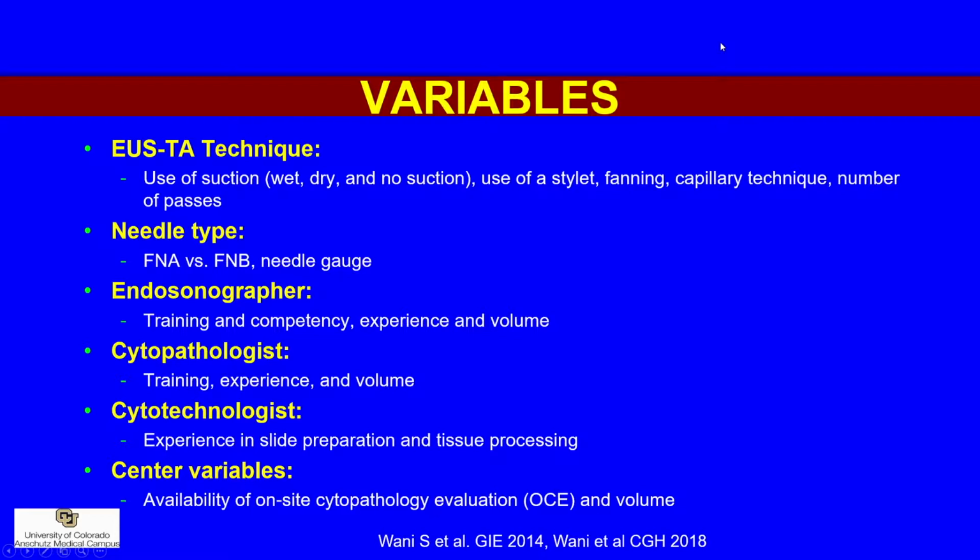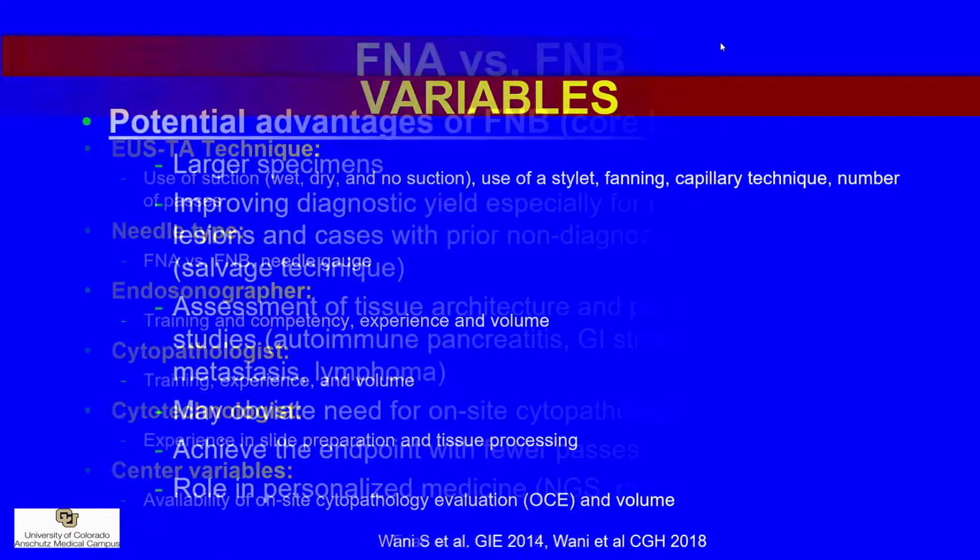Something that's not been adequately studied, at least in the field of EUS, is the training and the competency level of the endosonographer and our cytopathologist. I think this really plays an important aspect in our ability to manage patients appropriately. At a center level, I think it's important to understand whether you have an on-site cytopathologist available when you do EUS and what your center volume for EUS is as well. So these are all important variables that you should be aware of.